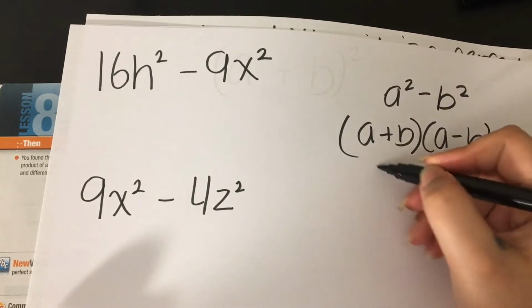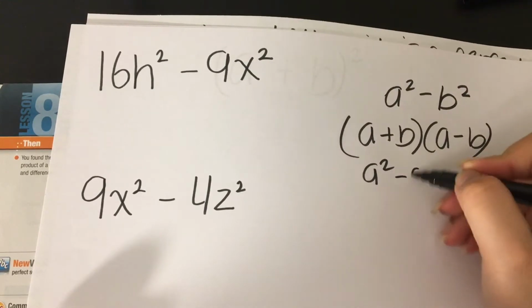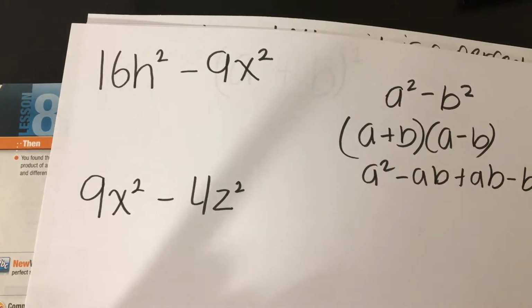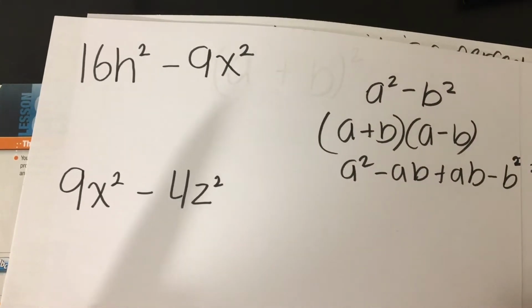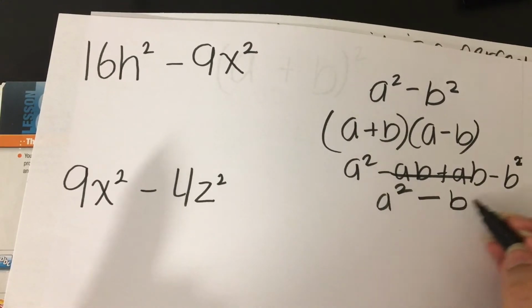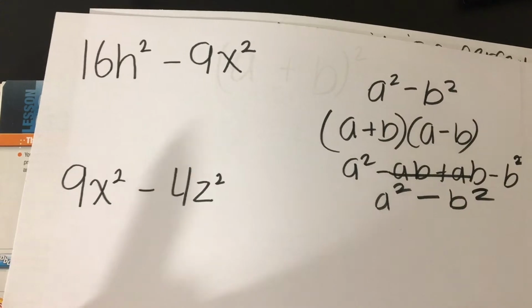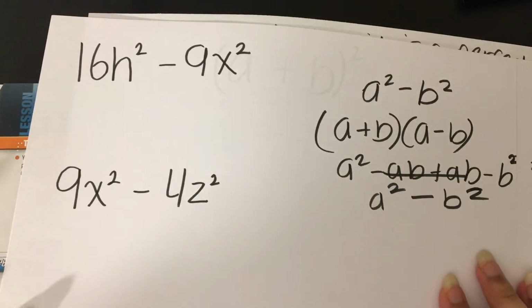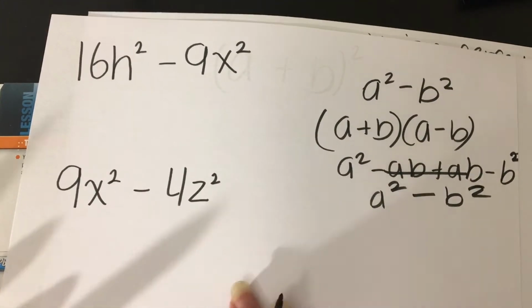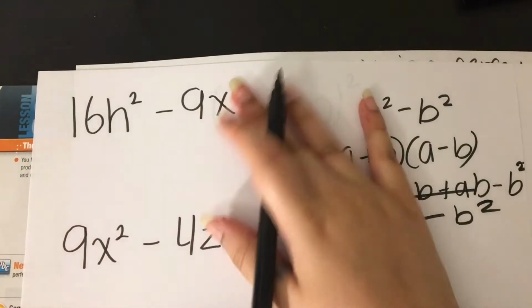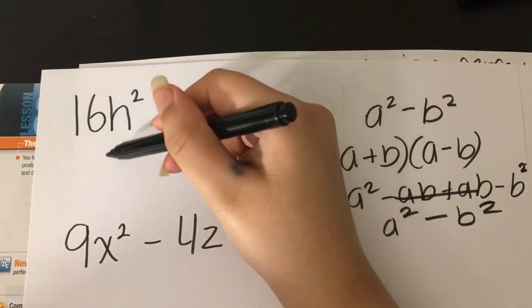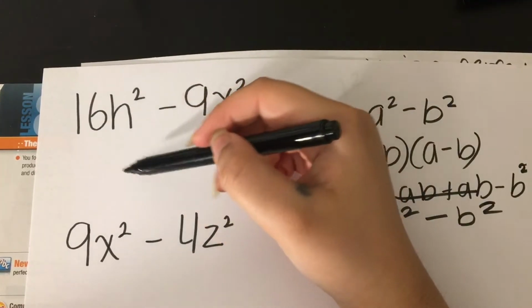Factor it out. A squared minus AB plus AB minus B squared. Well, this cancels out. We're left with A squared minus B squared. Well, that's basically differences of squares. That's a theory right there, and it applies to all other differences of squares. So, basically do the opposite right here.